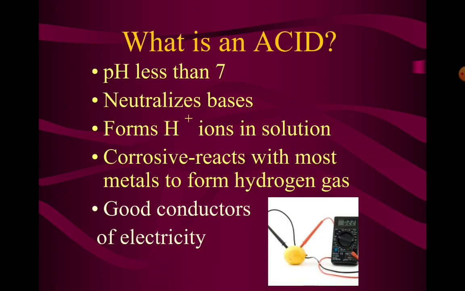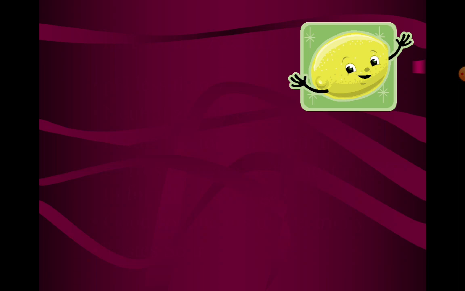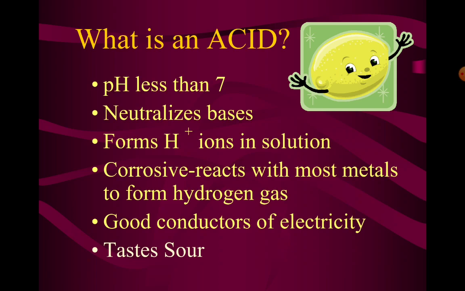The next is they are good conductors of electricity. Whenever you connect a wire with an acid solution in between, and you try to pass the current, the bulb will glow, because the acid solution will conduct and the electricity will pass through it. And the next one is that acids taste sour. Although we do not taste acids, if you think about lemon, whenever we taste lemon, it tastes sour. Why? Because it has citric acid. Similarly, tamarind has tartaric acid.